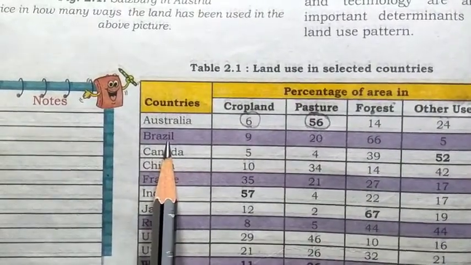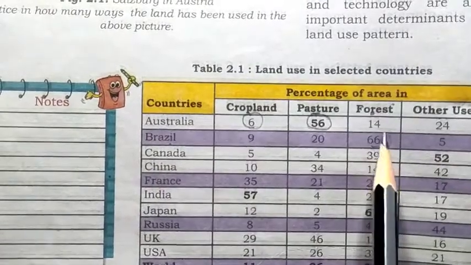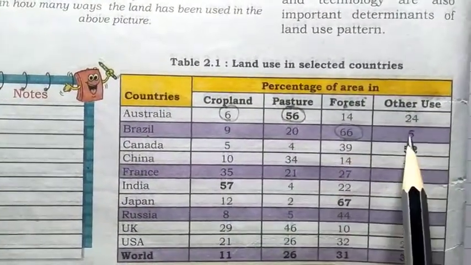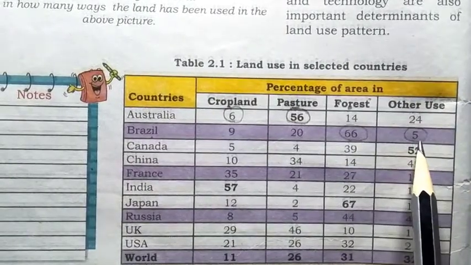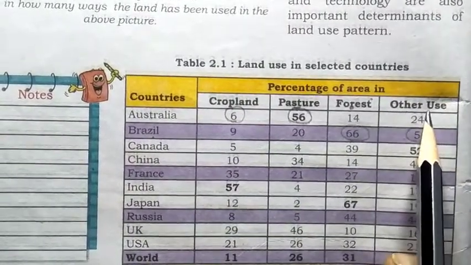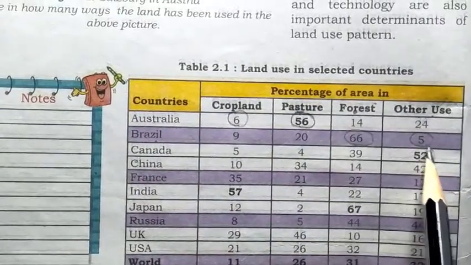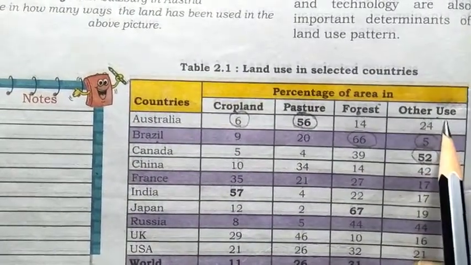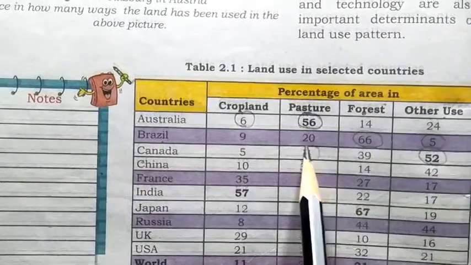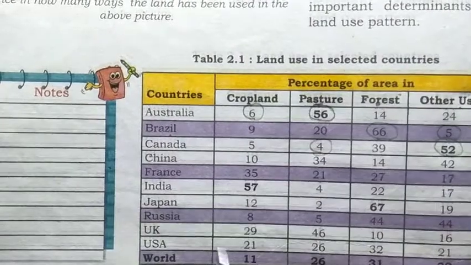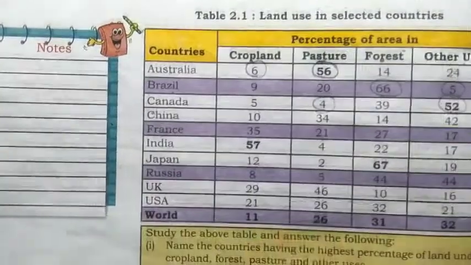You can see in Brazil the maximum is 66%. 66% of land is covered by forest, and here you can see the least percent, that is 5%, is used for other uses. In Canada you can see 52%, that is the maximum portion, is used for other uses, and the least percent, pasture, only 4%. Like that, if you study this entire table, we will come to our country India.